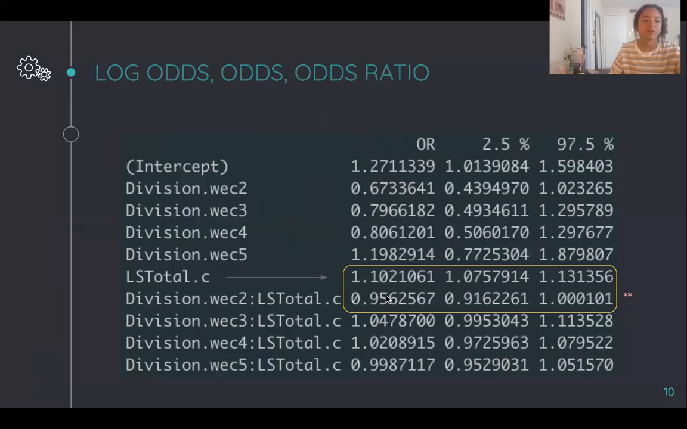So moving on to our odds ratios. Log odds are super confusing to interpret, so we're going to look at them through the lens of odds ratios.